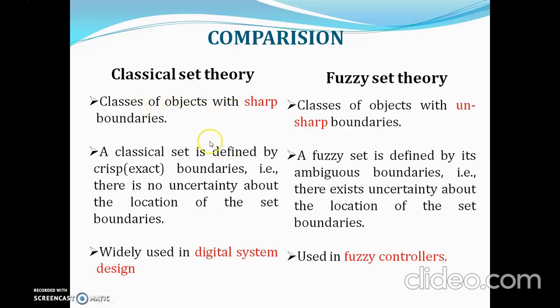So what is classical set theory? It always contains sharp boundaries. Fuzzy set theory has unsharp boundaries. Classical set has exact boundaries and doesn't deal with uncertainty. But ambiguous boundaries can be handled in the fuzzy set. It is used in fuzzy controllers, but classical set theories are used in digital system design.